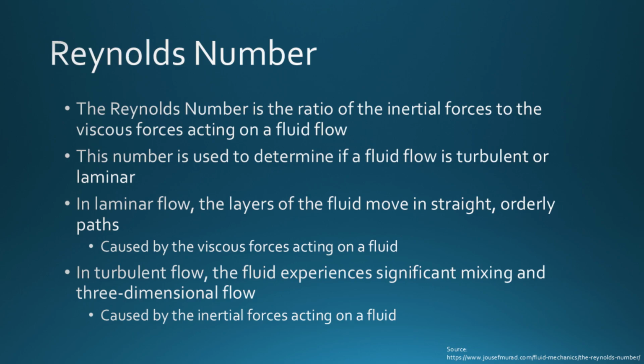flow. This number, as I said earlier, is used to determine if a fluid flow is turbulent or laminar. So in laminar flow, the layers of a fluid move in straight, orderly paths, and it is caused by the viscous forces acting on a fluid. Laminar flow is as opposed to turbulent flow, where the fluid experiences significant mixing and the flow is three-dimensional. And this is caused by the inertial forces acting on a fluid.